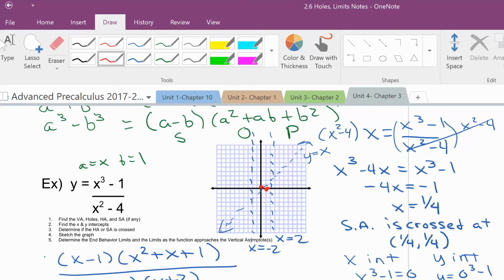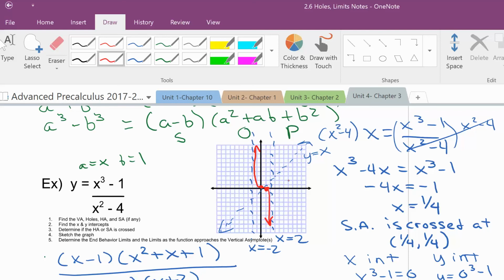And that's all you know. What you do know is that the function also crosses the asymptote at (1/4, 1/4). So you know it goes towards the vertical asymptote here, crosses the slant asymptote, and then has to go up that way. Because the only place it crosses the slant asymptote is at that (1/4, 1/4).